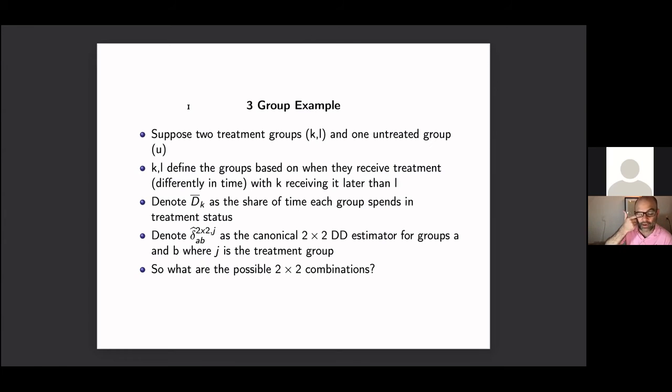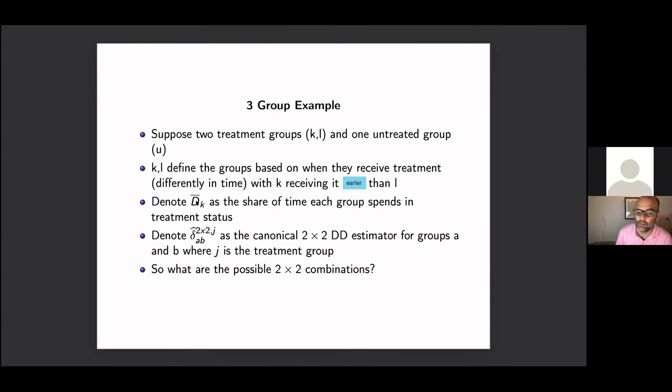Right, so let's look at this really closely, with a toy example. Let's say that we have 2 treatment groups, K and L, and 1 untreated group. K and L define the groups based on when they receive treatment. K will receive it earlier than L.